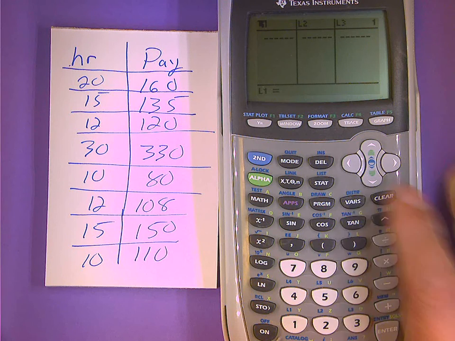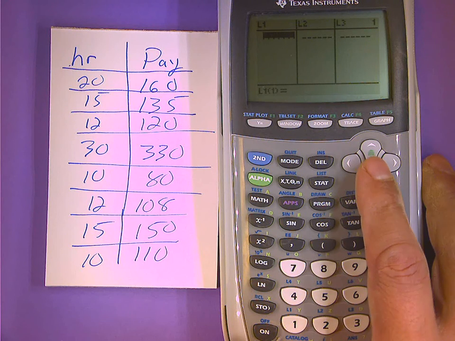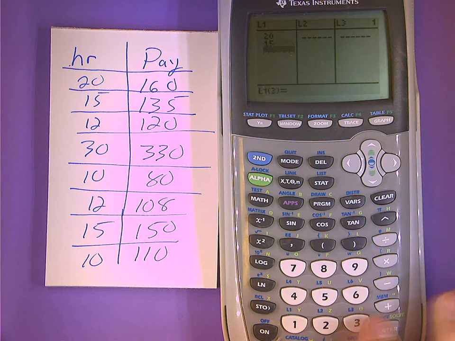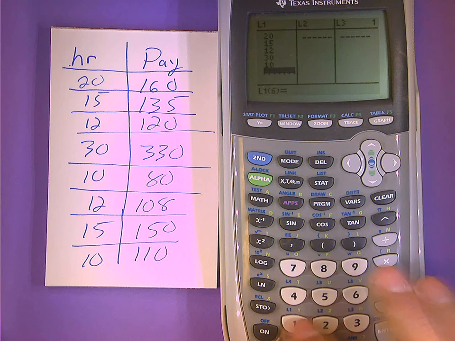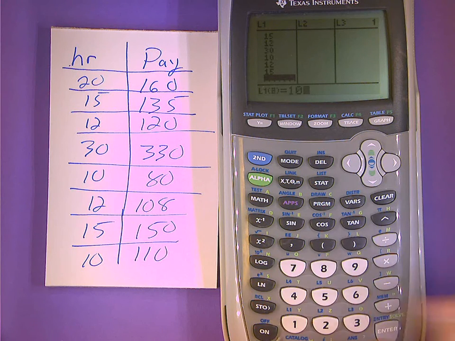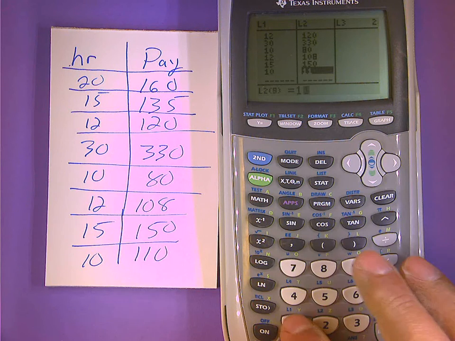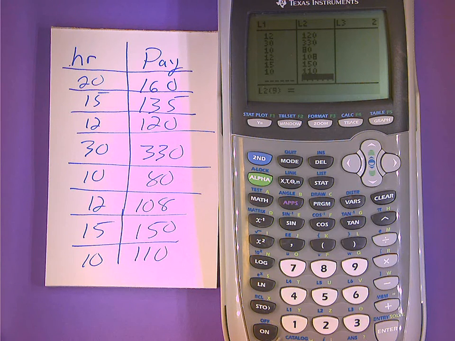And all you have to do is take this list of information, and for L1 it's going to be our hours. We're going to hit 20, 15, 12, 30, 10, 30, 10, 12, 15, 10, and then go to list 2 and enter that set of information. 160, 135, 120, 330, 80, 108, 150, and 110. So now we have entered the data.